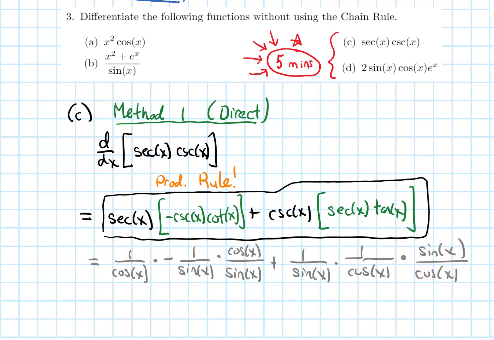And we get some nice cancellation. This cosine cancels with that cosine, and in the next set of fractions multiplied, that sine cancels with that sine. So we end up with negative 1 over sine squared for the first fraction, which is negative cosecant squared. And the second fraction, we get 1 over cosine squared, which is going to be secant squared x. So if I didn't need to simplify it, I could definitely stop at this point.